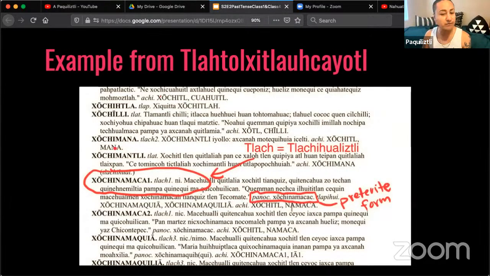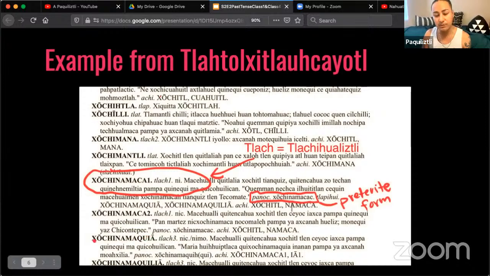You could look at other verbs right here, like xochimana. You see it says tlachihualistli 2 or ome. And for some reason, this one says that its root, this verb, is never used by itself. So that's why it doesn't give you the example. But if it were used by itself, it would be a class 2 verb.